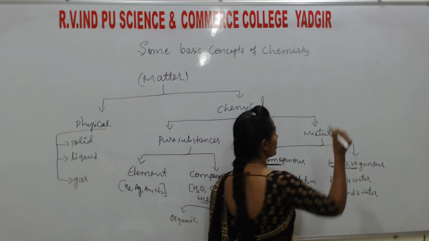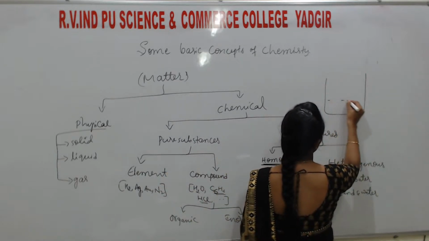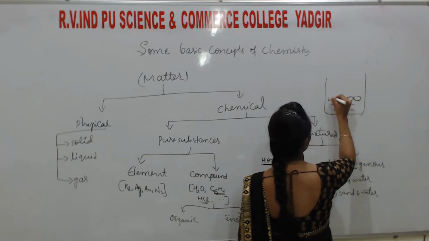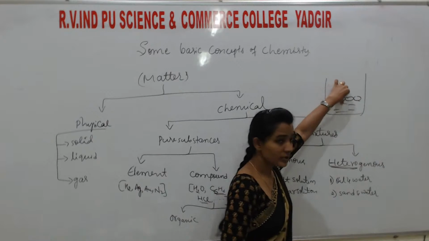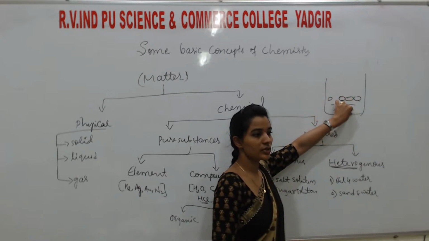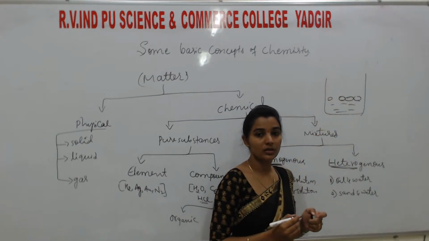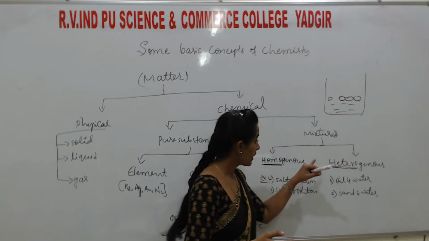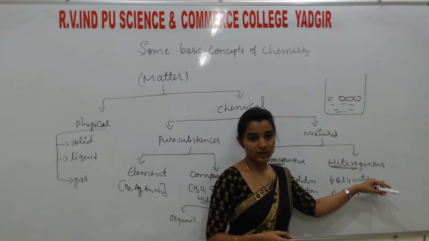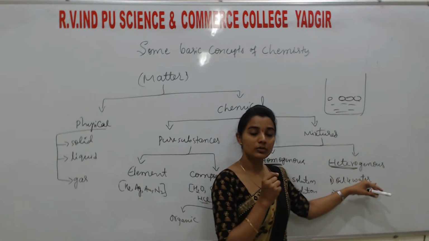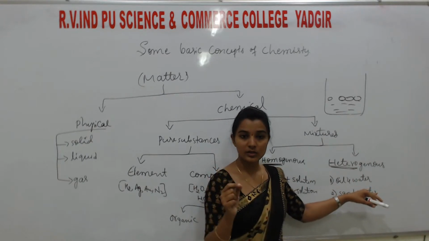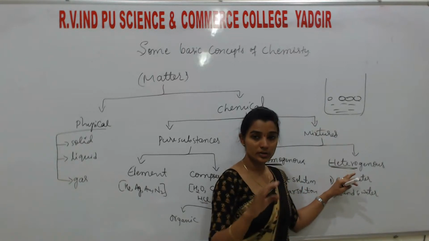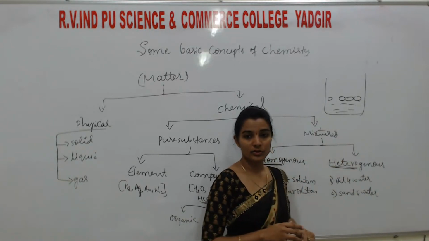For example, listen, if your water is there, so oil droplets are here. Here the concentration is different. Here the concentration is different. So throughout the solution, the concentration is different. They don't have the same type of concentration. That is heterogeneous. Understand? If throughout the solution the concentration is the same, then it is homogeneous. If uniform concentration is not there, then it is a heterogeneous solution.